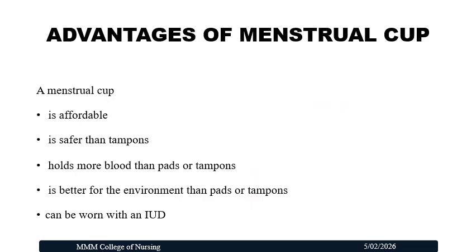Advantages of the menstrual cup. A menstrual cup is affordable, safer than tampons, holds more blood than pads or tampons, is better for the environment than pads or tampons, and can be used with an IUD also.